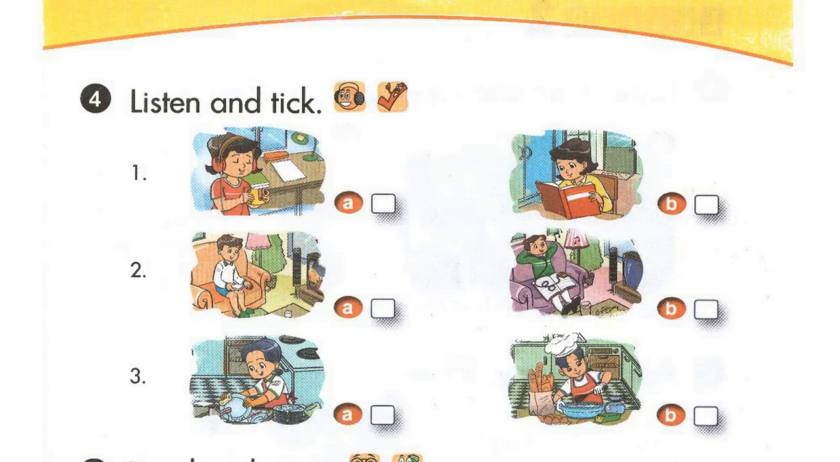Page 53. Lesson 1. Activity 4. Listen and tick. 1. Where are you, Hua? I'm in my room. What are you doing? I'm reading. 2. Where are you, Nam? I'm in the living room. What are you doing? I'm watching TV. 3. Where are you, Mai? I'm in the kitchen. What are you doing? I'm cooking.